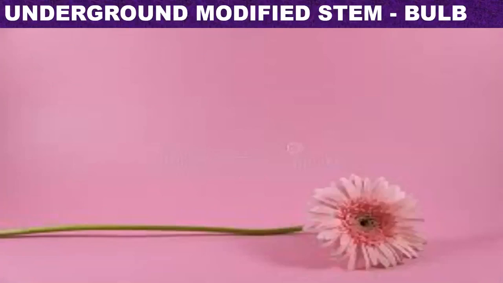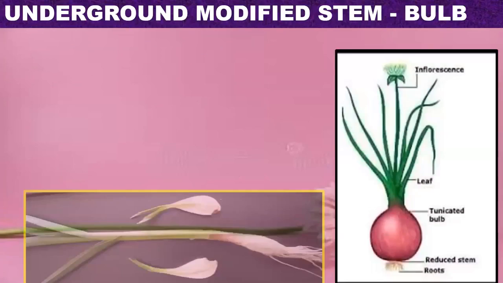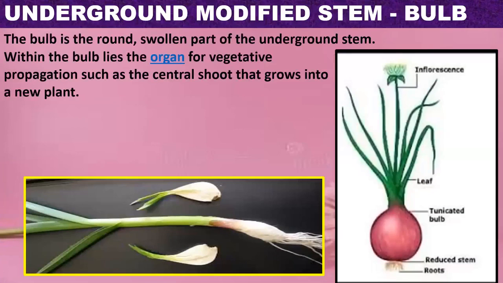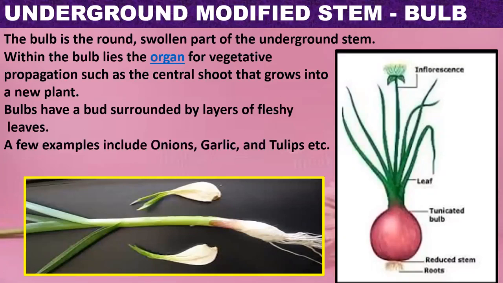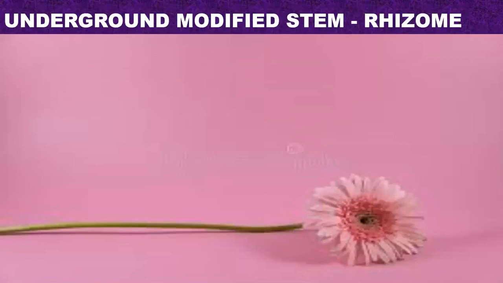Another underground modified stem is bulb. The bulb is the round, swollen part of the underground stem. Within the bulb lies the organ for vegetative propagation, such as the central shoot that grows into a new plant. Bulbs have a bud surrounded by layers of fleshy leaves. Few examples of bulb are onions, garlic, tulips, etc.